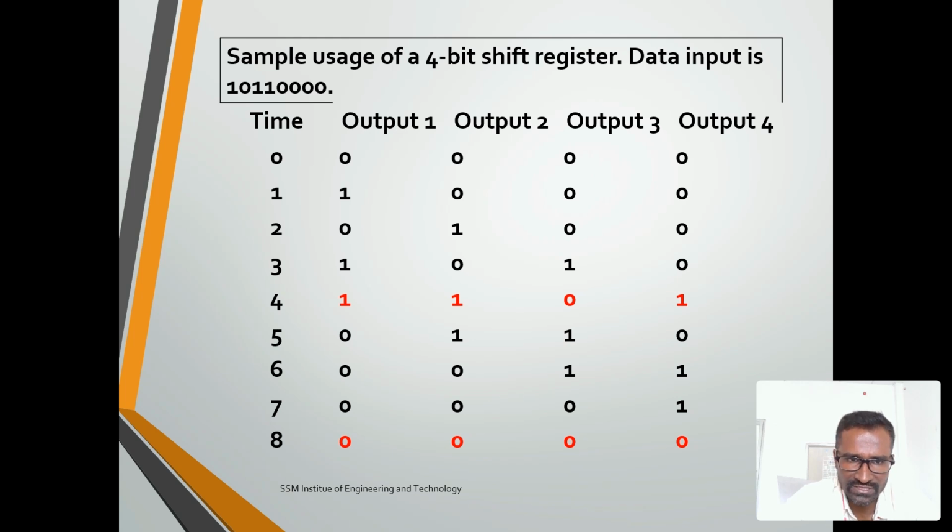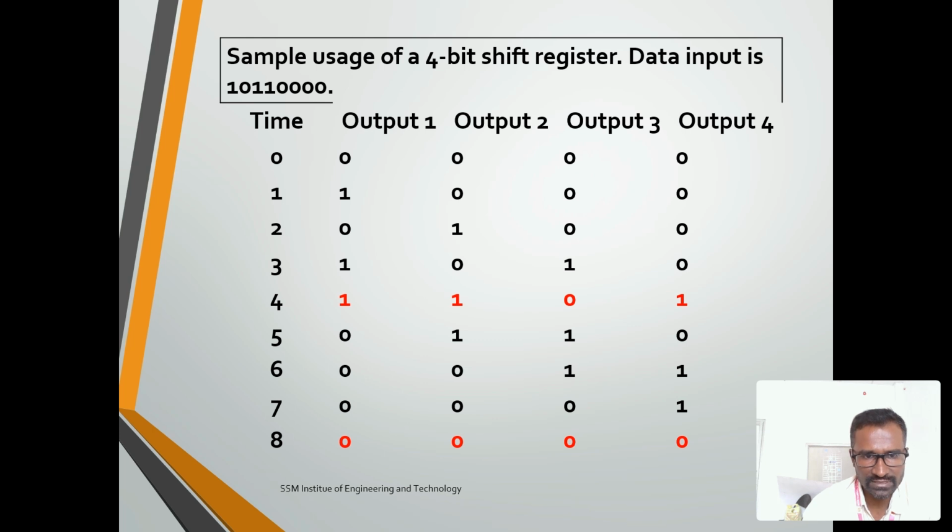At time 0, the 0th clock pulse, all are empty: 0000. For the first clock pulse, I'm giving the MSB, 1. For the second clock pulse I am applying the second input, 0. At the same time the first output will be passed to the second flip-flop, and the 0 is the new data I am entering into the first flip-flop.